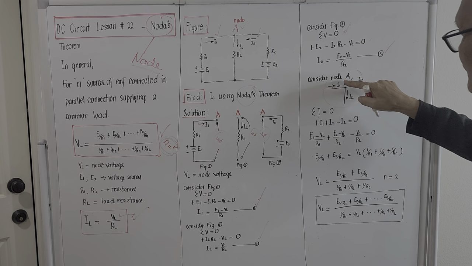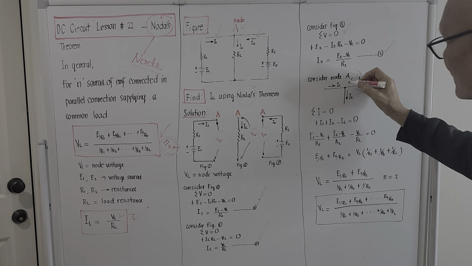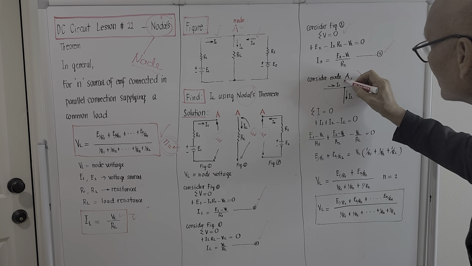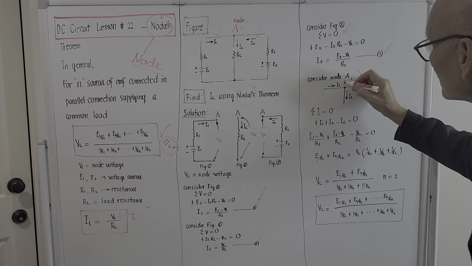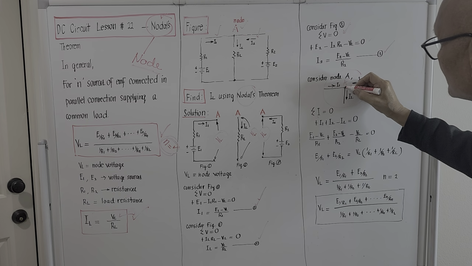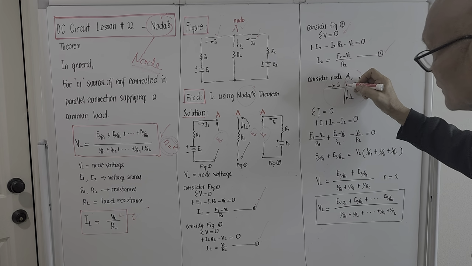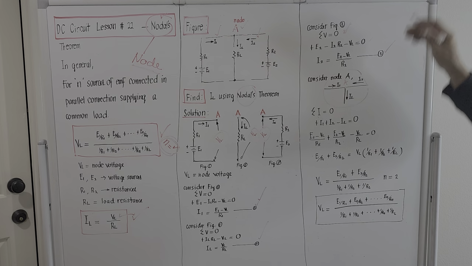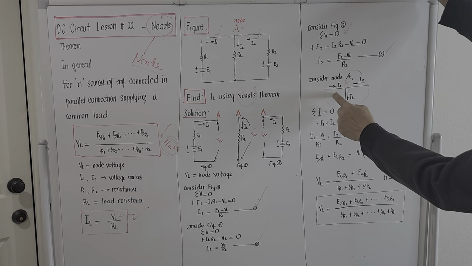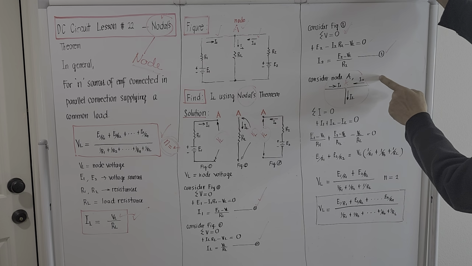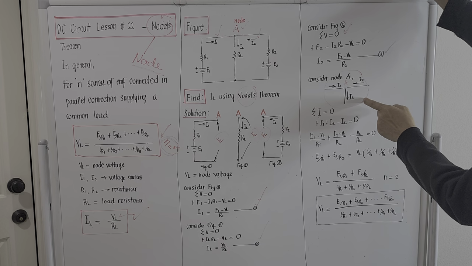The current entering node A, Nodal theorem, right? Node A. Node or junction, they are synonymous, right? This here is a junction or node, that's why Nodal theorem, right? The current entering node A will be I1 and I2, and the current leaving will be I sub L.